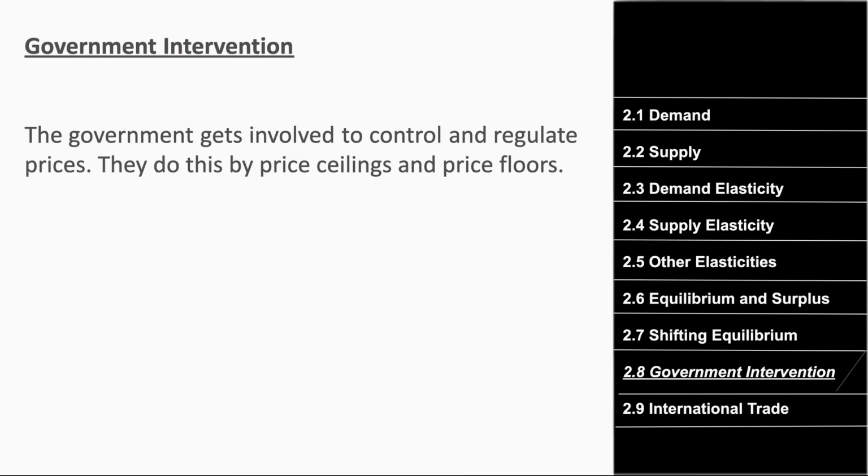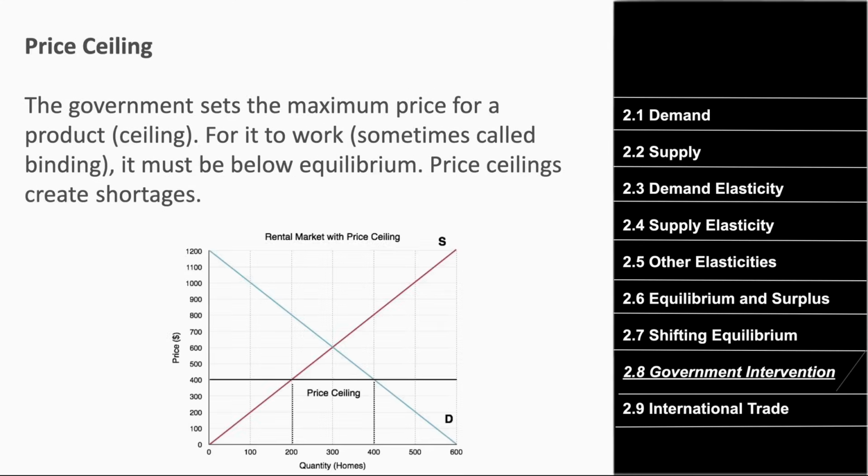So now we have government intervention. When dealing with supply and demand, the government gets involved to control and regulate prices, and they do so by price ceilings and price floors. So what's a price ceiling and price floor? A price ceiling is the maximum price a product can be. So in this situation, a price ceiling is set at $400.